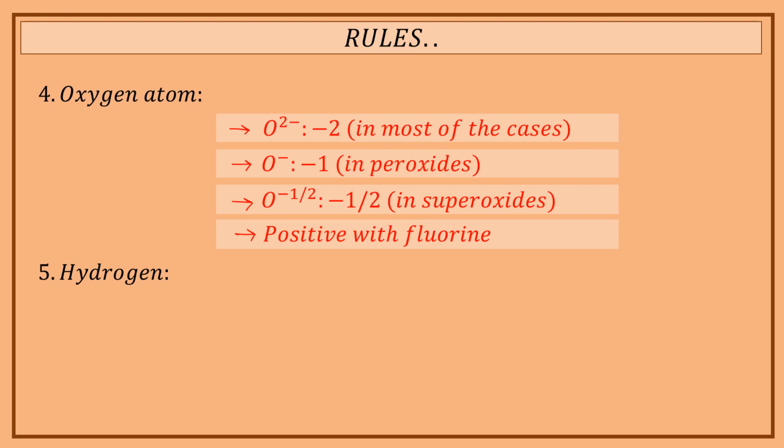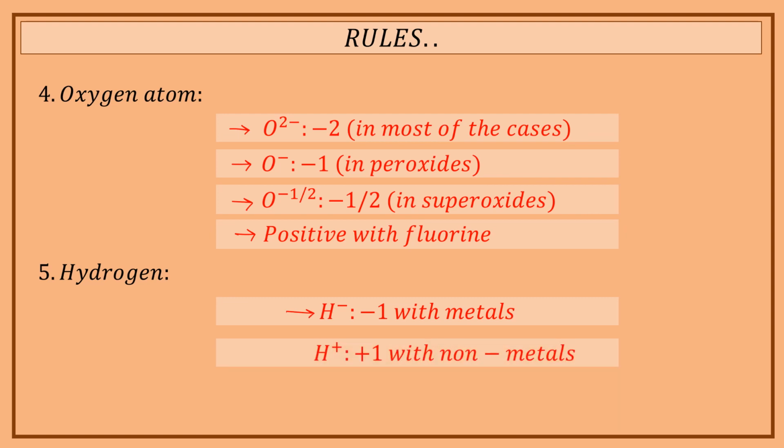For hydrogen, it shows two oxidation states. If it is connected with metals, then it will have an oxidation state of -1. If it is connected to non-metals, then it will have an oxidation state of +1. Okay, so we will add it to our list, and let us finally see the rules for halogens.